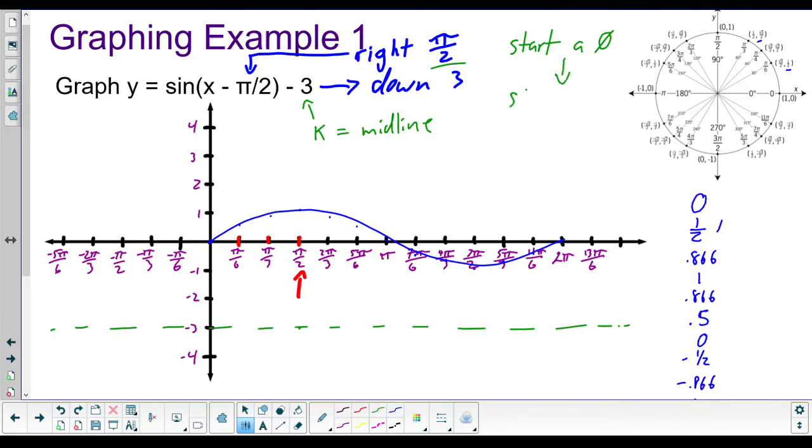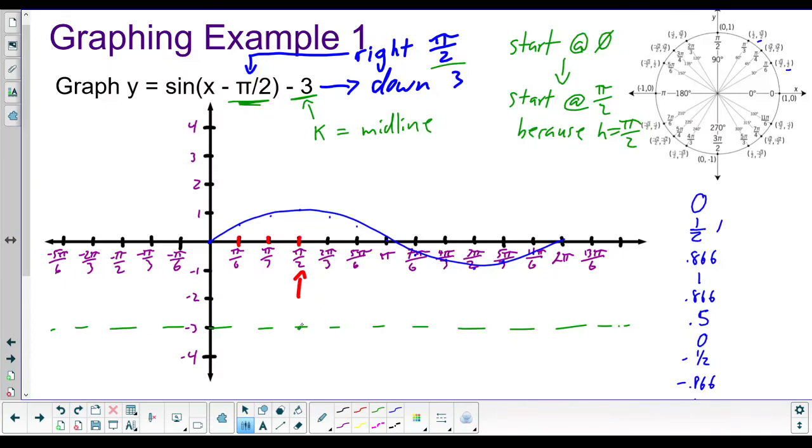So start at pi over 2 because h equals pi over 2. Okay. So here at pi over 2, that's our new starting point because of this number right here. And instead of starting at 0, we're going to start at negative 3 because of k. So start there, and then you follow this same pattern, pretending this is 0.